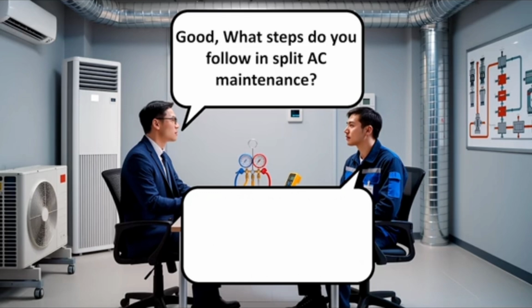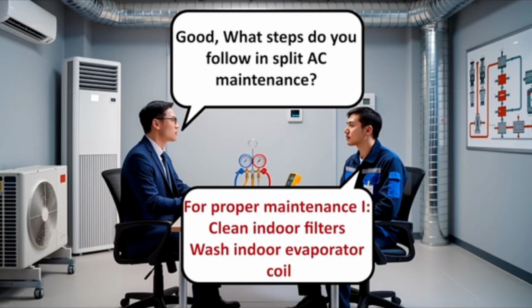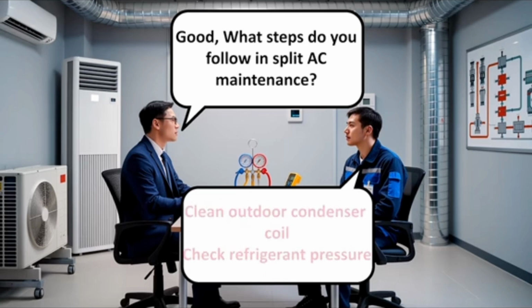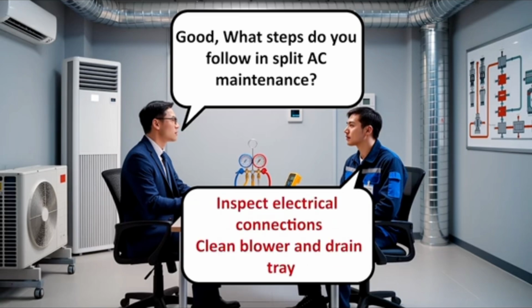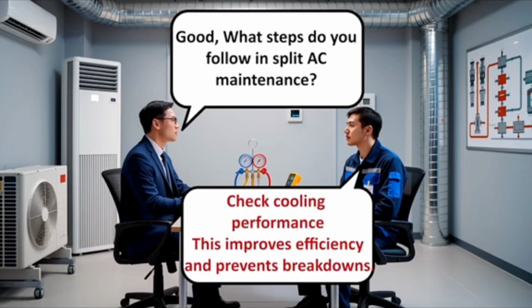Good. What steps do you follow in split AC maintenance? For proper maintenance, I clean indoor filters, wash indoor evaporator coil, clean outdoor condenser coil, check refrigerant pressure, inspect electrical connections, clean blower and drain tray, check cooling performance. This improves efficiency and prevents breakdowns.